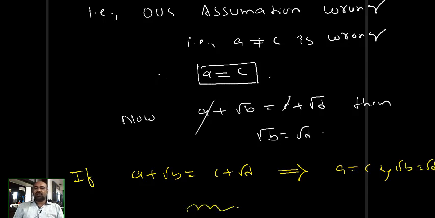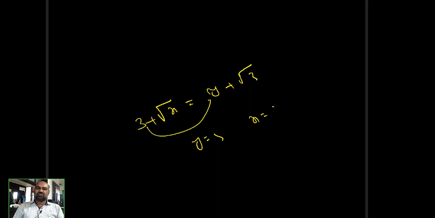Actually, what should we write here? If two surds are equal, we can compare the rational parts and irrational parts. Okay, students, 3 plus root x equal to some y plus root 3. Then find x and y values. Directly I can say that y equals 3 and x equals 3.